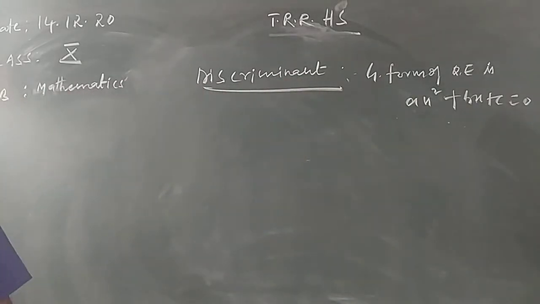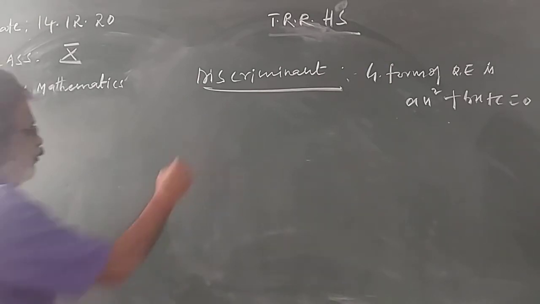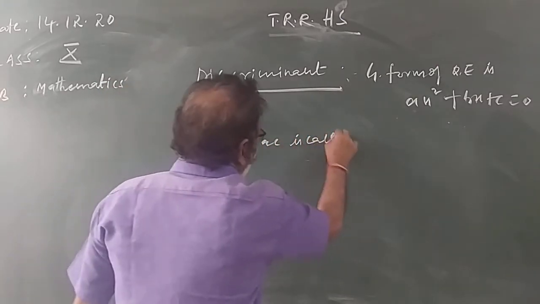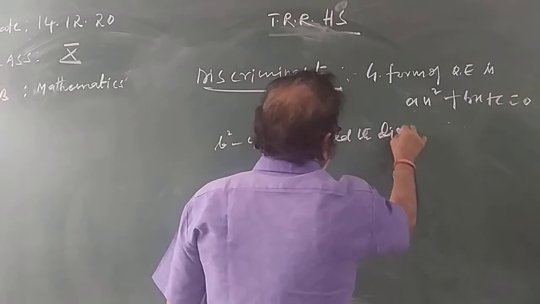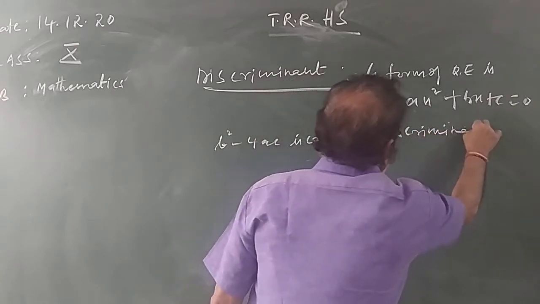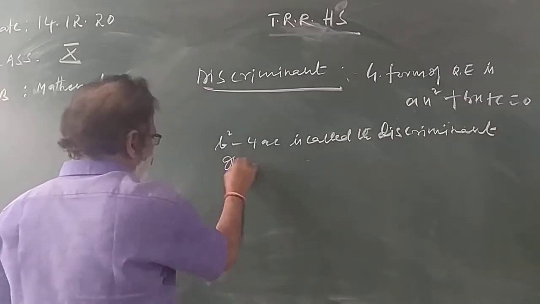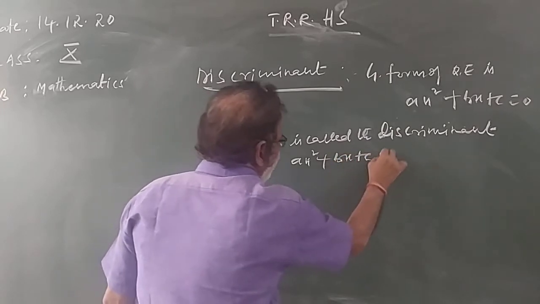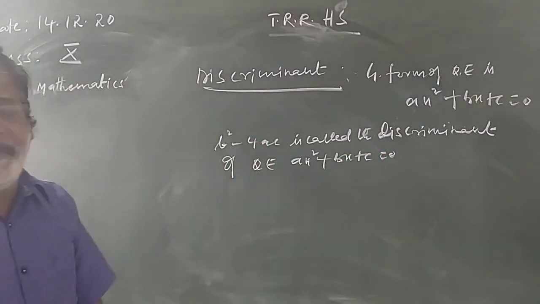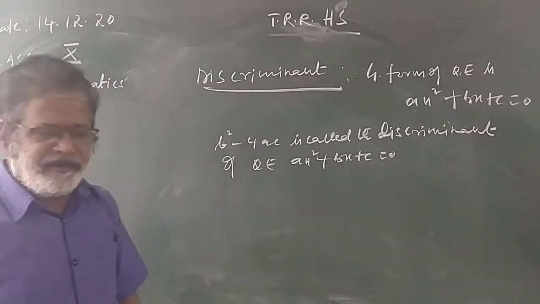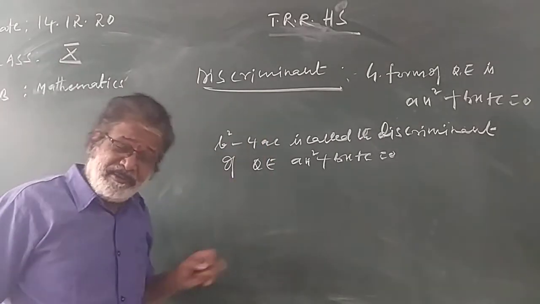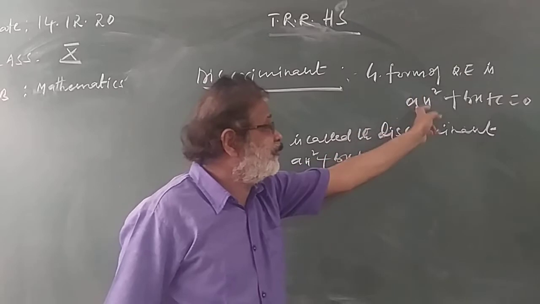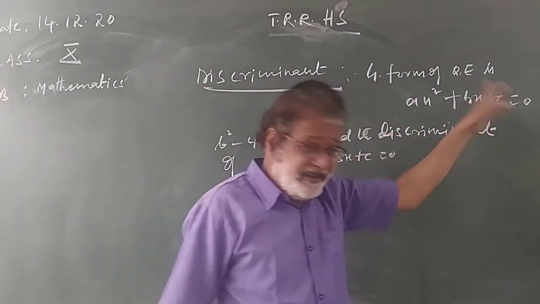So a is the coefficient of x square, b is the coefficient of x, c is the constant. So what is the discriminant of the quadratic equation? b square minus 4ac is called the discriminant of the quadratic equation ax square plus bx plus c equal to 0. In this discriminant b square minus 4ac, we know that a is the coefficient of x square, b is the coefficient of x, c is the constant.